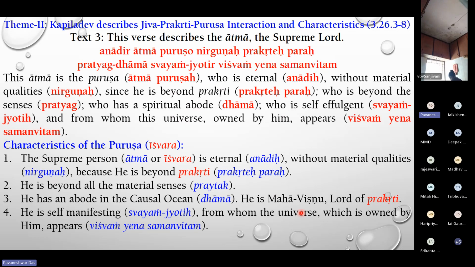This material universe manifested from Mahavishnu. And then Prakriteh Parah, he is situated beyond Prakriti. So now his connection with this material universe has been indicated. And the next verse talks about his connection with Prakriti and Prakriti's connection with the universe. Lord Vishnu, Prakriti, and the universe are indicated, and the universe is manifested from him. So now we should know what is Prakriti. From where did Prakriti manifest? Is there any connection between Prakriti and the material universe?